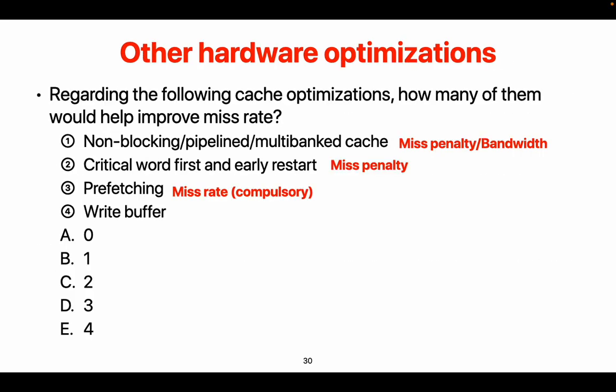So it turns out, if you review this one, only one of them is improving the cache miss rate. Only one of them is improving the cache miss rate. So I believe the majority picked the answer D, right?